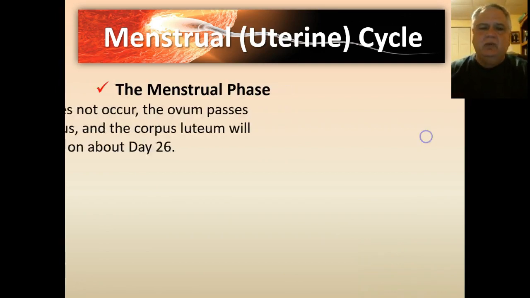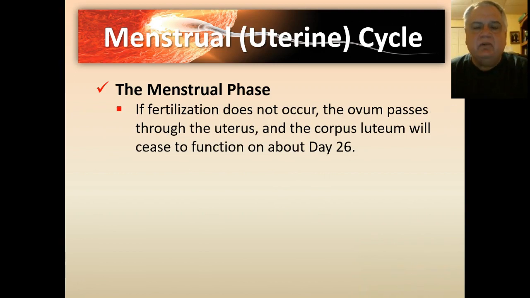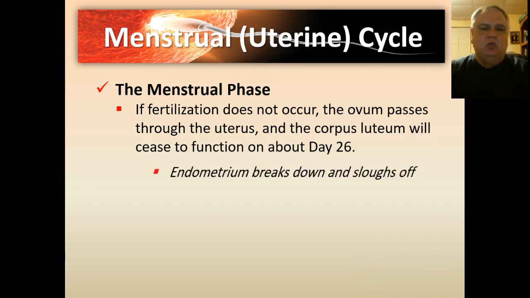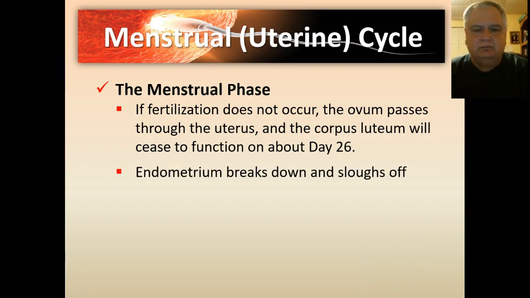That takes us to the menstrual phase. If no fertilization occurs, the ovum will pass through the uterus and the corpus luteum will cease to function. So progesterone production will drop off, and estrogen production will drop off very sharply if fertilization doesn't occur. This will occur by about day 26 of the cycle.